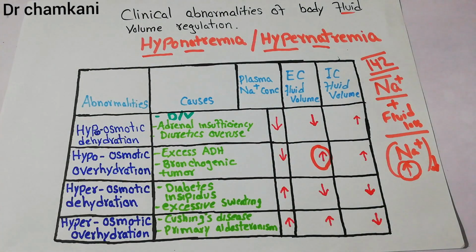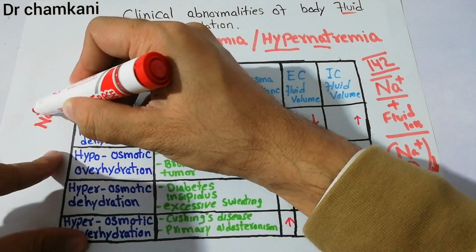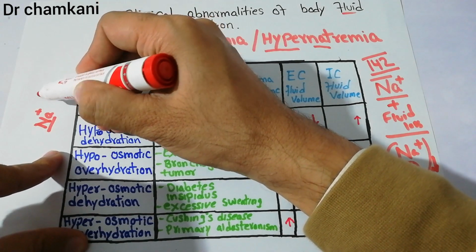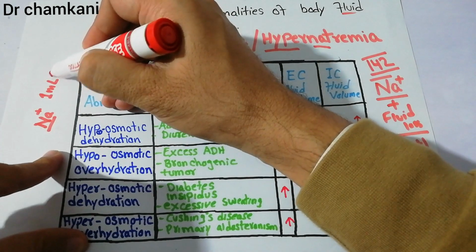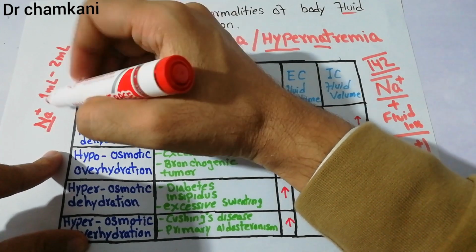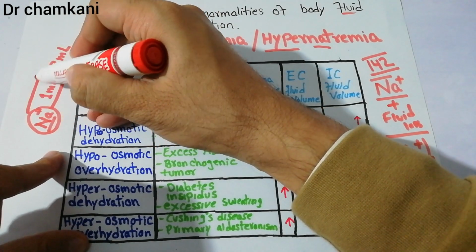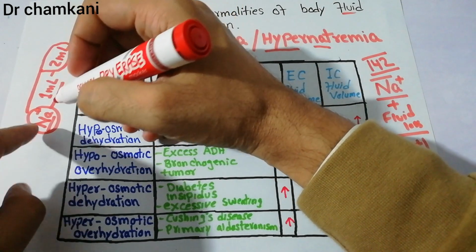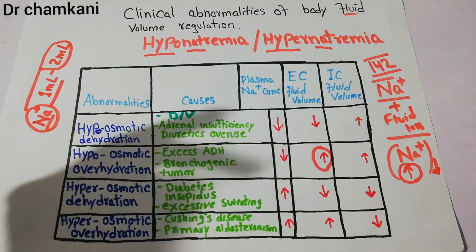Now, suppose for example, one sodium particle is present for 1 ml. With the increase in fluid, for example, it becomes 2 ml. Initially the sodium was present as 1 particle for 1 ml, and now it is 1 particle for 2 ml, so the osmolarity, the osmotic pressure, the amount of pressure it is applying, basically falls.